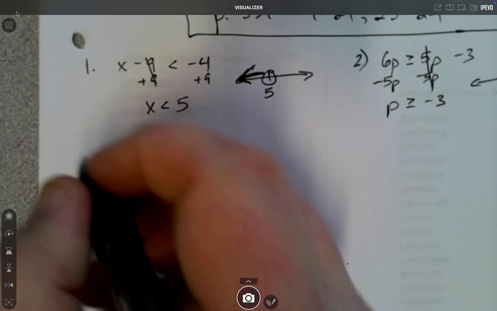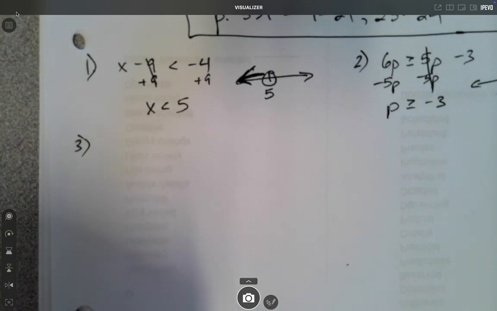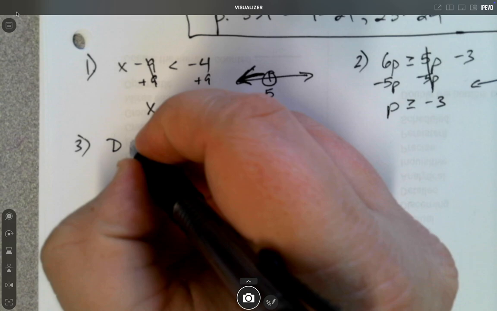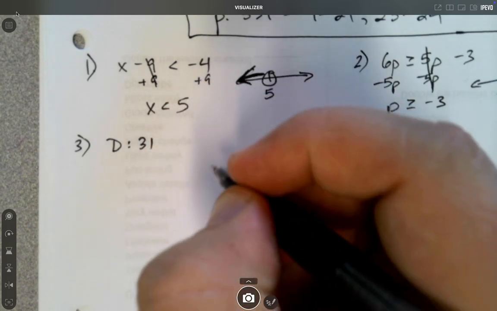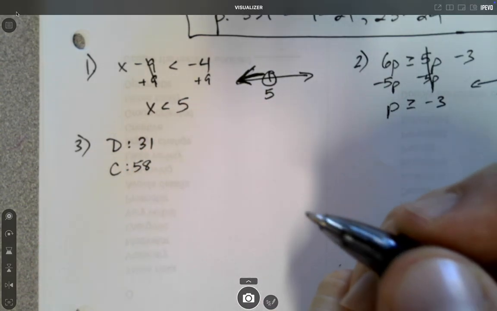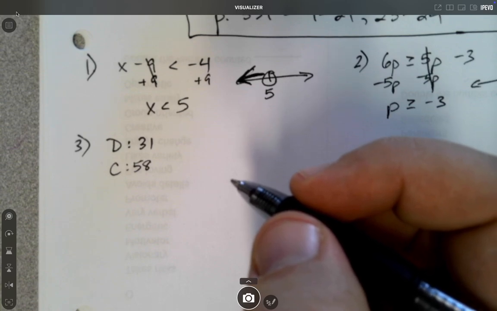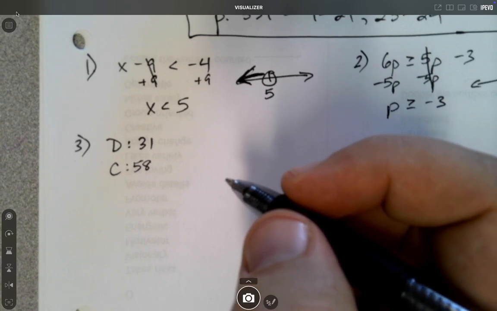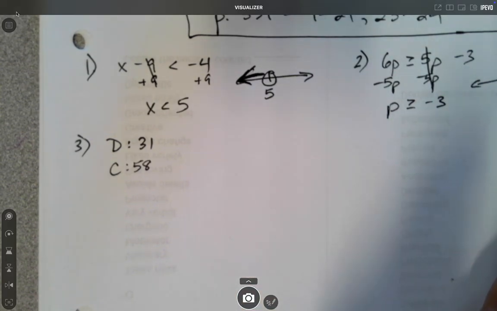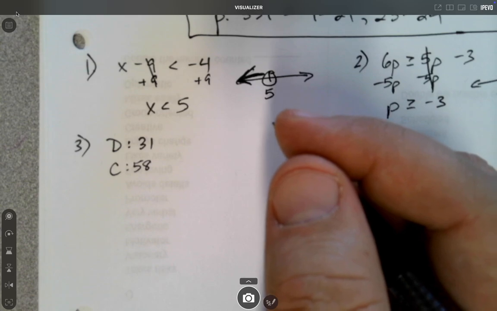Okay, number 3. Drew currently has 31 comic books in his collection. His friend Connor has 58 comic books. So I'm just going to write Drew 31, Connor 58. Okay, how many more comic books does Drew need to add to his collection in order to have a larger collection than Connor? Now there's more than one way you could solve this. I'm just going to write it as an inequality since that's the focus of this chapter.